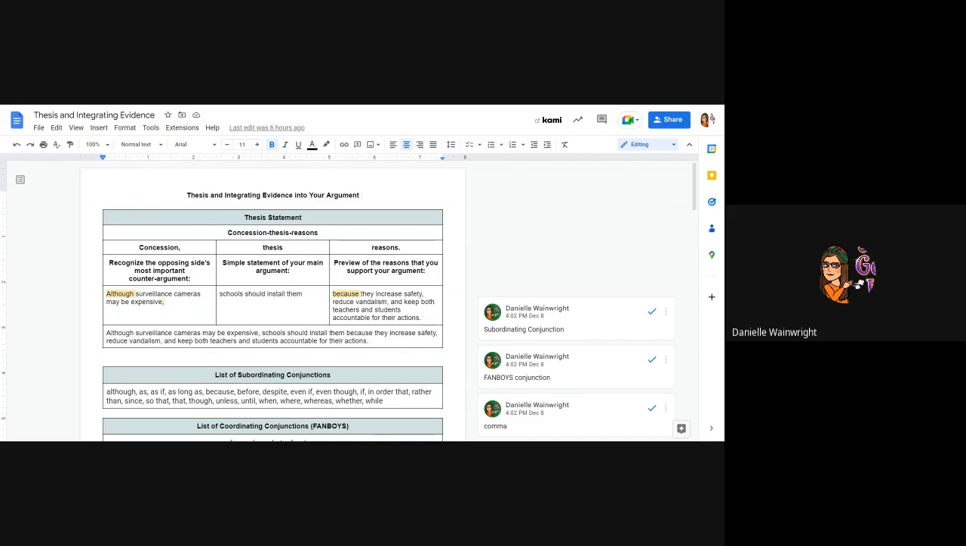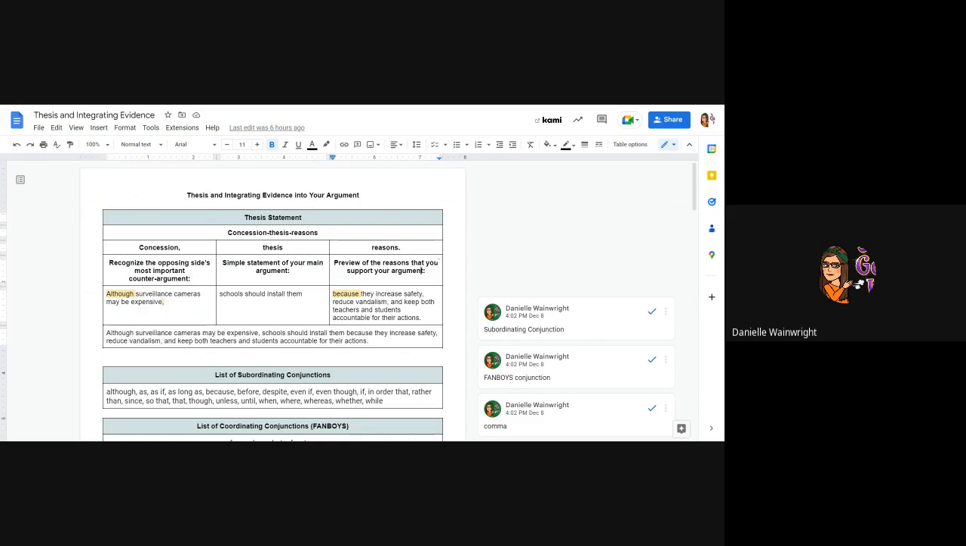So the first thing you want to do when you're writing a thesis statement is give a concession. A concession is like acknowledging that not everyone agrees with you. Or if you're negotiating, it's giving someone a little bit of what they want to get some of what you want. So in argumentative writing, it's acknowledging that there are people who disagree with you while still writing your thesis, your idea. Okay, so let's look at this. You're going to recognize the opposing side's most important counterclaim. And then you're going to write your thesis, your claim, and then give an overview of your reasons.